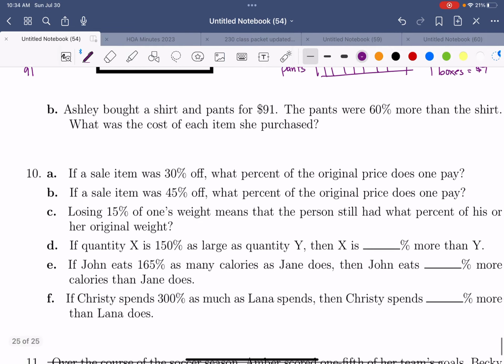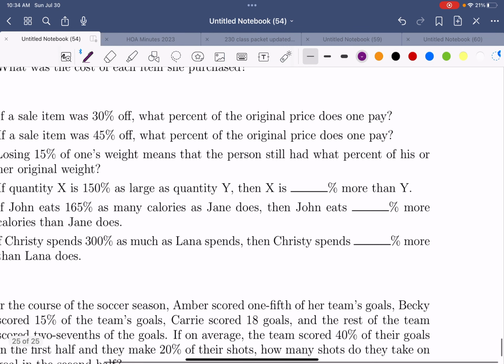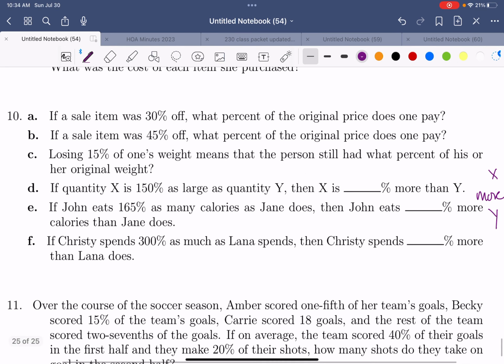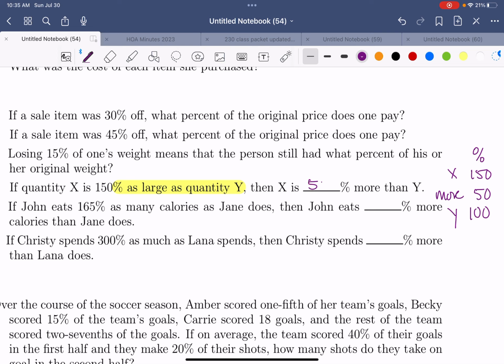And then lastly, you mentioned 10, D, E, and F. If quantity X is 150% as large as quantity Y, then X is how much more than Y? If I were using my chart with just percent, X, Y, and more, what comes after the percentage is your 100%. So that means percent sign Y is going to be my 100%. So Y is the 100%, X is 150%. So how much more is that? Well, it's 50% more. So that's what I would put in here.